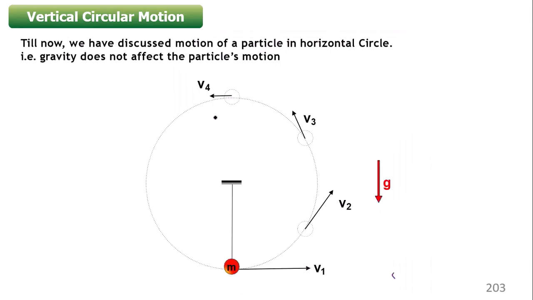So till now we have discussed the motion of a particle in a horizontal circle, where gravity does not affect the particle. But you can clearly see that whenever I throw the particle from point A, the velocity is v1. As the particle moves to point B, the velocity becomes v2, then at C v3, then at D v4. So gradually the velocity is going to decrease. Why? Because gravity is acting downward, and in that situation the particle velocity keeps decreasing. That means it has some kind of angular retardation. That means the particle cannot follow a uniform circle. It should be a non-uniform circle.